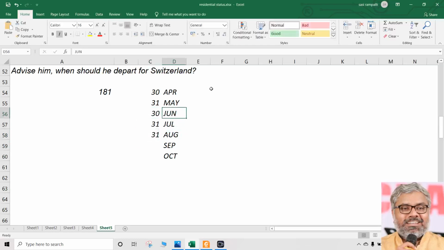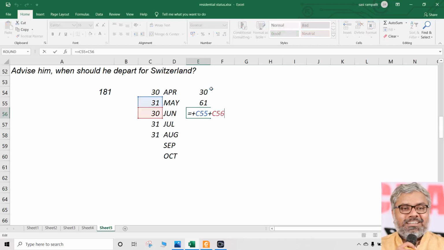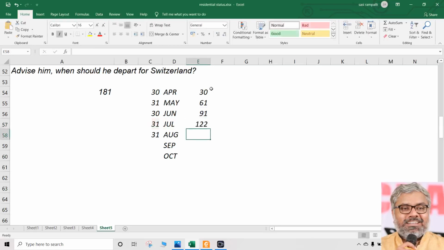Let us see how this cumulative number is coming to. So if by end of April, 30 days, by end of May, it should be 30 plus 31, means cumulatively he stayed for 61 days. But not only that, by end of June, it would have been 91 days, or by end of July, it would have been 122 days. Then by end of August, it would have been 153 days. By end of September, it would have been 183 days.